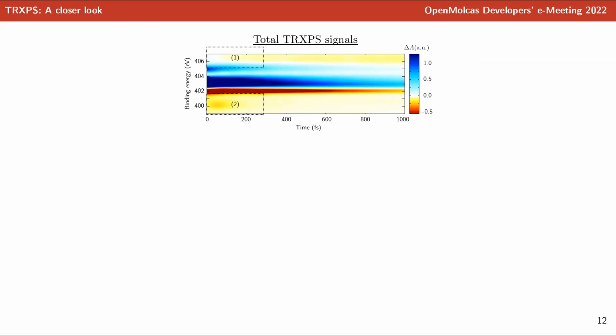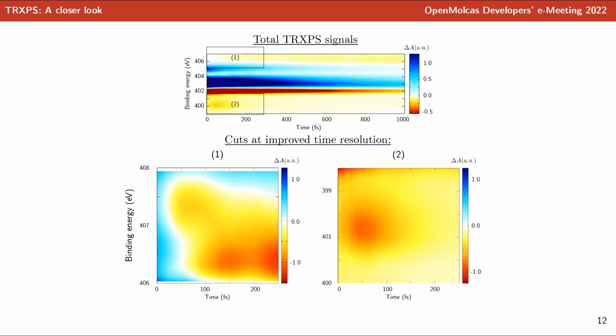If we now look closely at this kind of spectra and we improve the time resolution, so we watch just at these two cuts of the spectra, we can see that we have two different regions of the total transient X-ray spectra that we can use to study this kind of non-adiabatic process. For example, in the first one, we can clearly see a signature of the charge transfer state and also a signature of the energy transfer state, while in cut number 2, where we are looking just at the background-free red-shifted region, we have just a way to visualize the population dynamics in the charge transfer state.